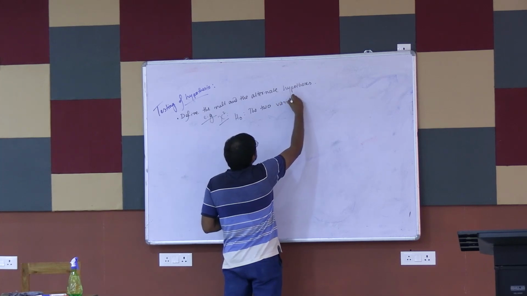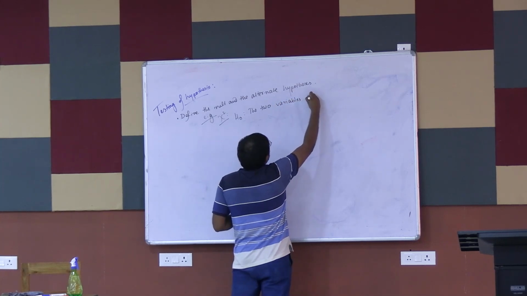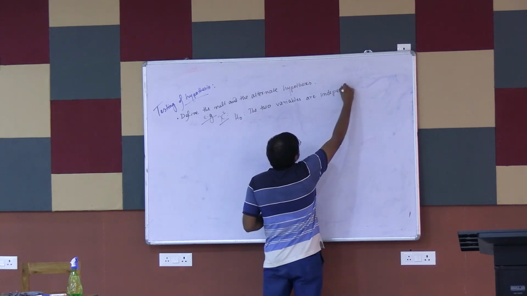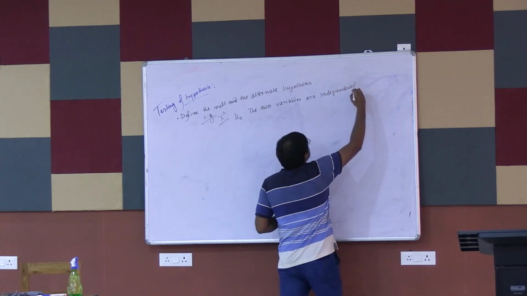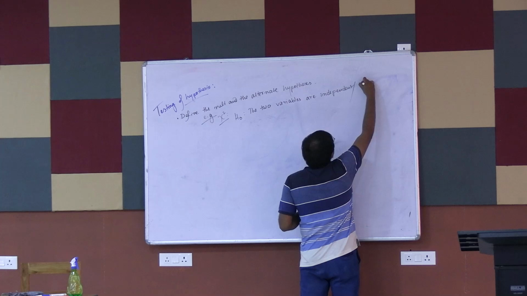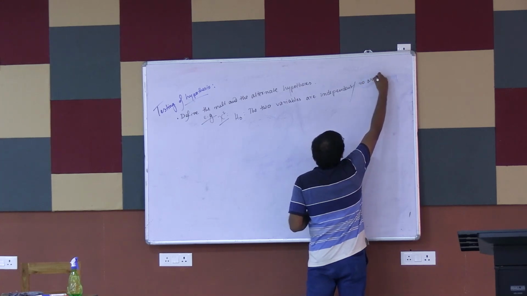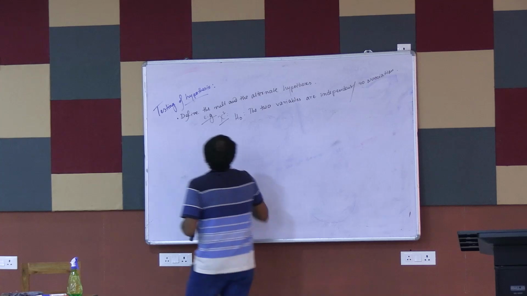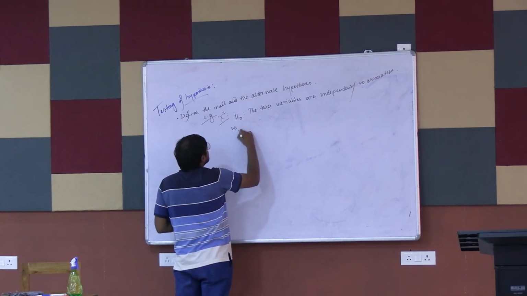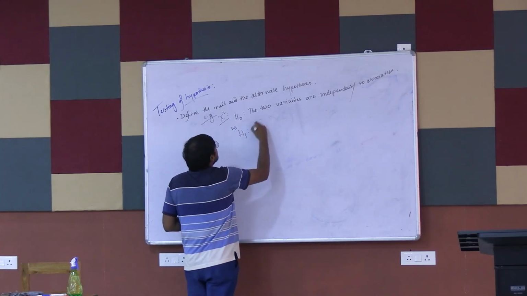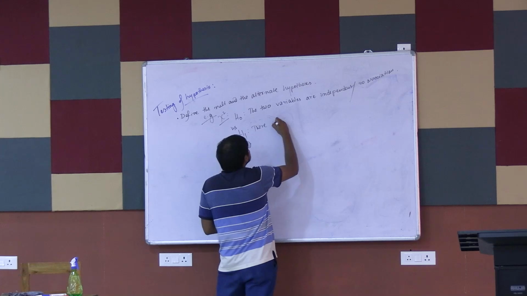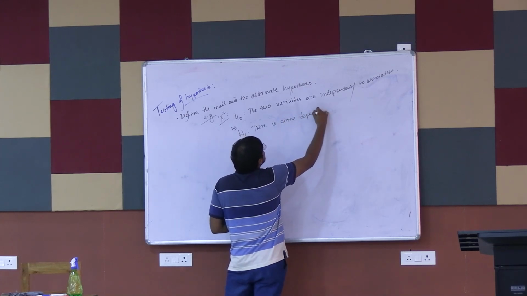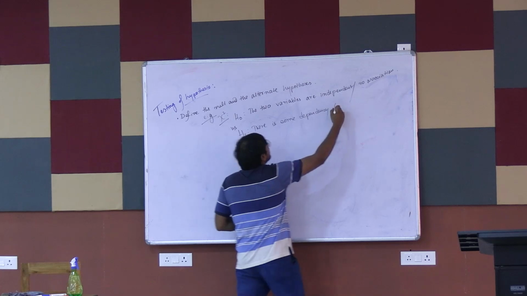variables are independent, or no association. Versus the alternate hypothesis would be there is some dependency, or association.